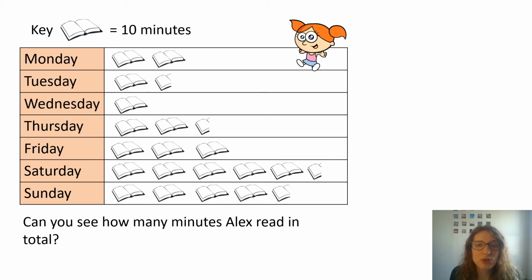So you need to add all of them up together, but remember each book is worth 10 minutes, so it's just counting in 10s. And then your half books are worth 5. So do all the whole books first, counting in 10s, and then add on your 5s at the end.